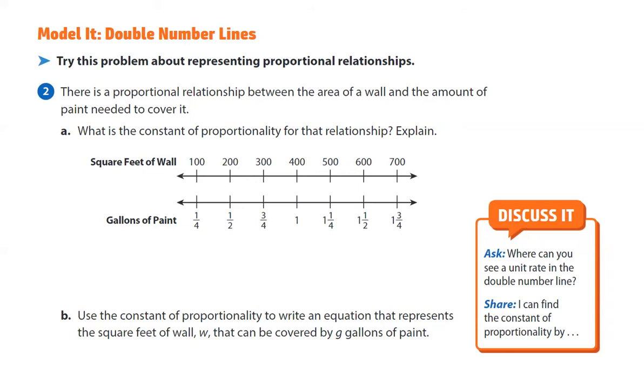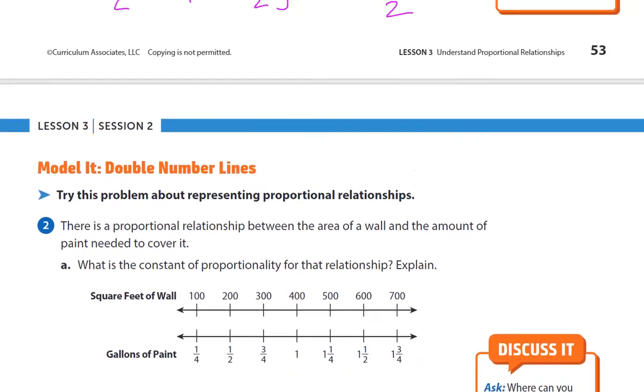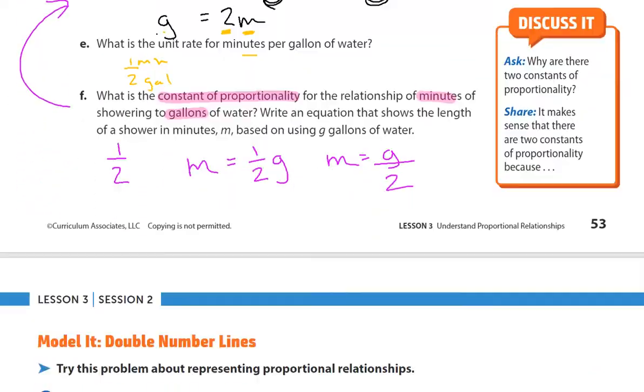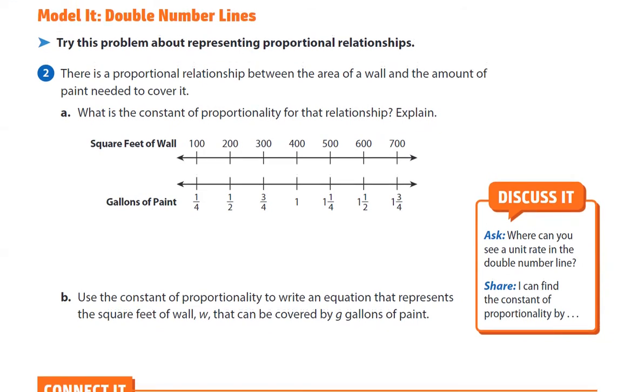There is a proportional relationship between the area of a wall and the amount of paint needed to cover it. And this is a legit question. You could really do all of these someday. You could calculate your shower gallon usage and your cat food. But if you ever want to paint a wall, you do need to know how many gallons you'll need. So there's a proportional relationship between the area of the wall and the amount of paint needed to cover it.